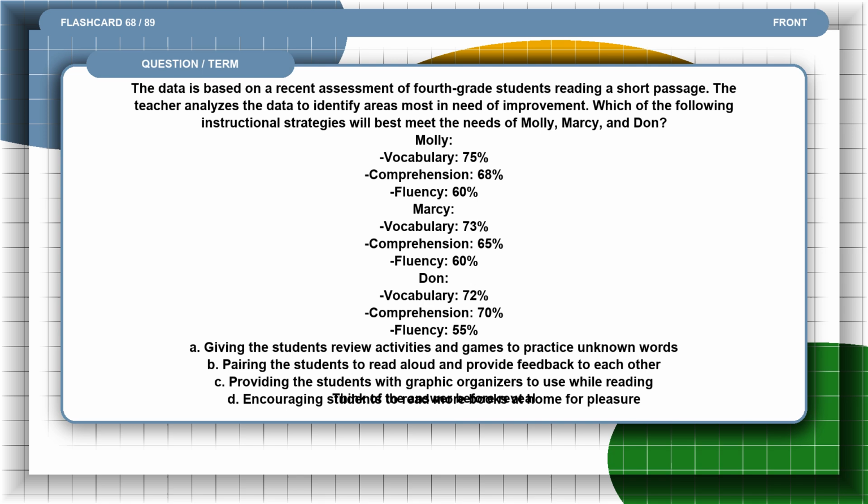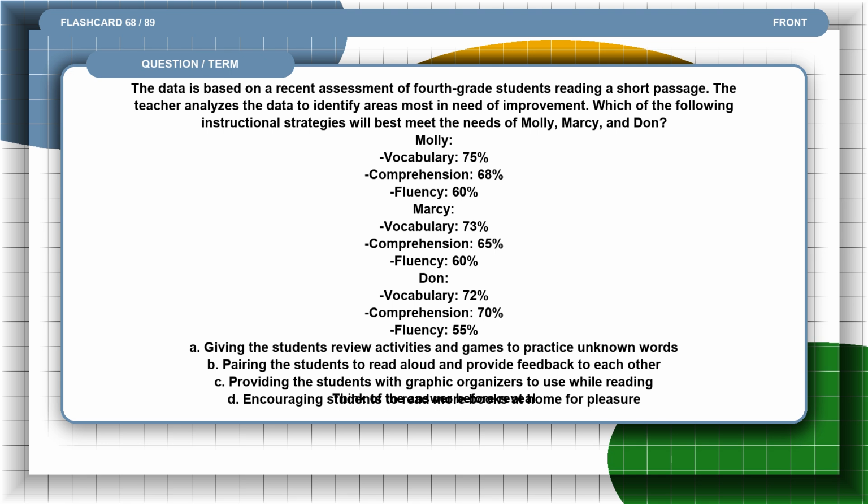Flashcard 68. The data is based on a recent assessment of 4th grade students reading a short passage. The teacher analyzes the data to identify areas most in need of improvement. Which of the following instructional strategies will best meet the needs of Molly, Marcy, and Don? Molly: vocabulary 75%, comprehension 68%, fluency 60%. Marcy: vocabulary 73%, comprehension 65%, fluency 60%. Don: vocabulary 72%, comprehension 70%, fluency 55%.